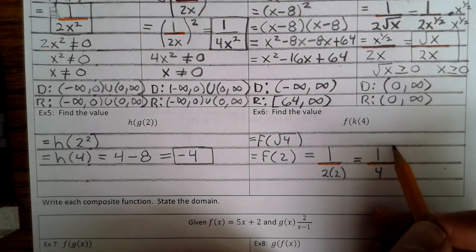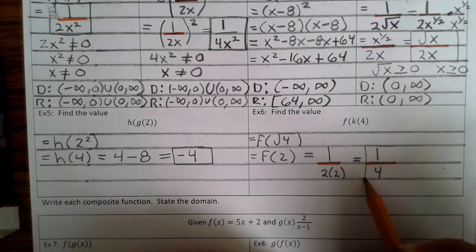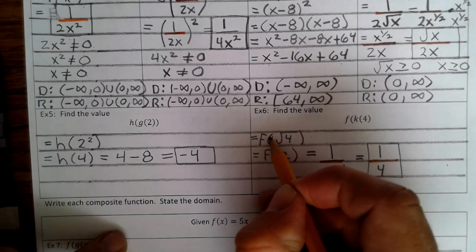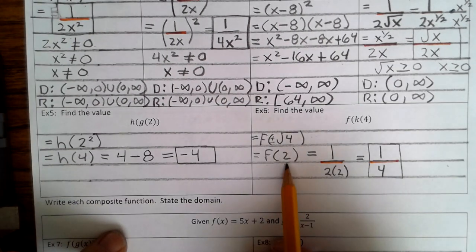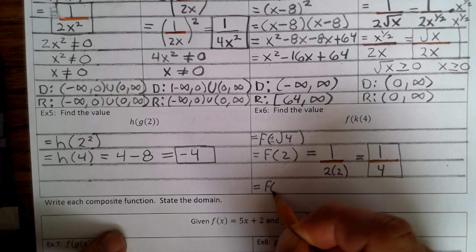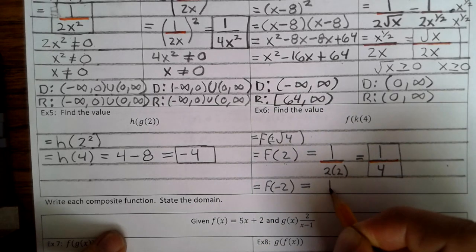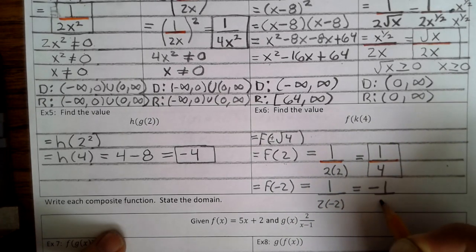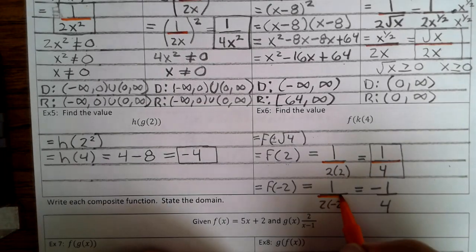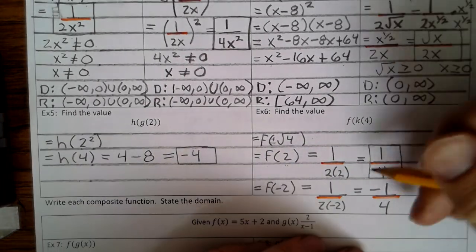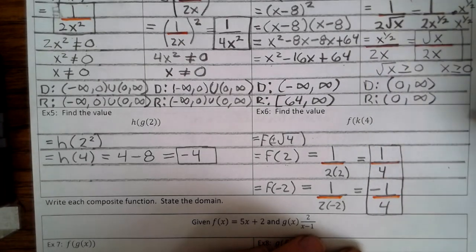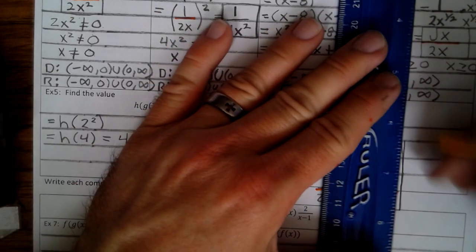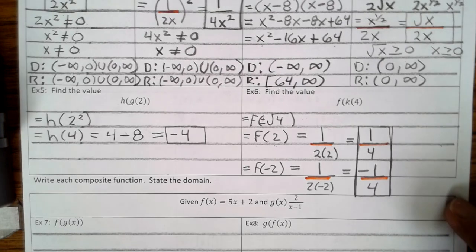But remember, the square root's plus or minus, so we have to do f of 2, and we also have to do f of negative 2. So that'd be 1 divided by 2 times negative 2, which equals negative 1/4. Okay, so we're going to finish up example 5 and example 6. All right, now let's take a look at example 7 and 8.